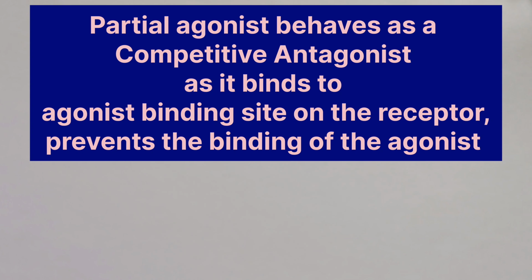A key point to remember is that the partial agonist binds to the agonist binding site and behaves as a competitive antagonist and prevents the binding of agonist to the receptor. Examples of partial agonist are as follows. Number 1.